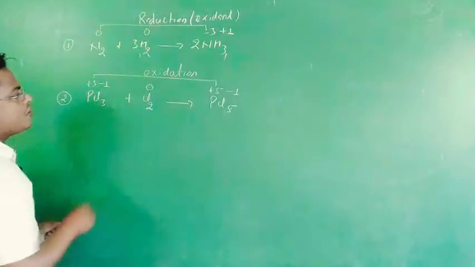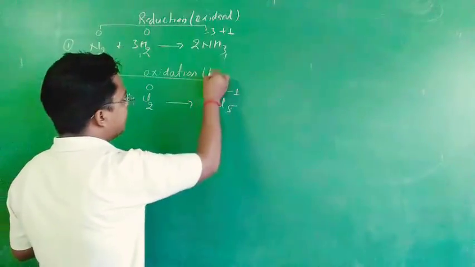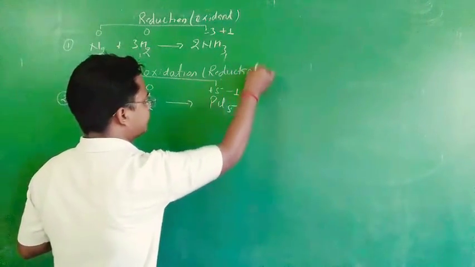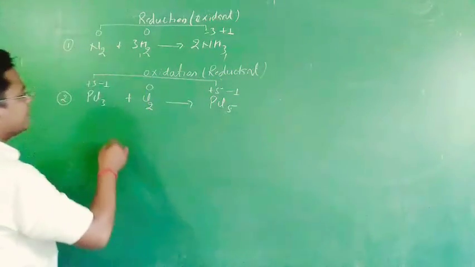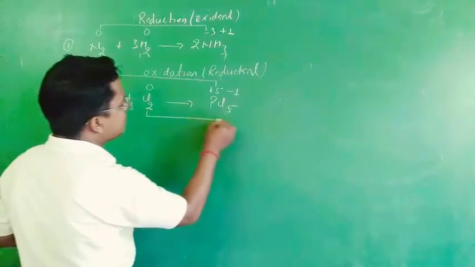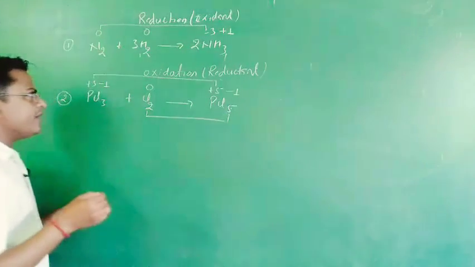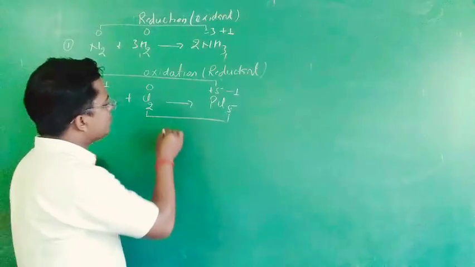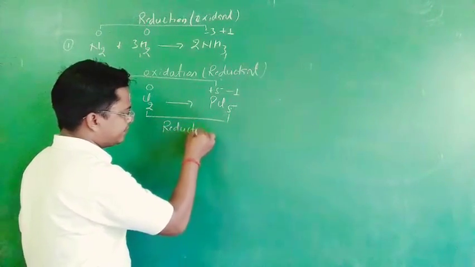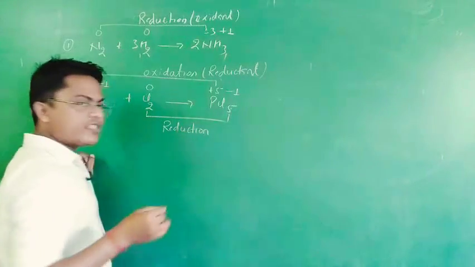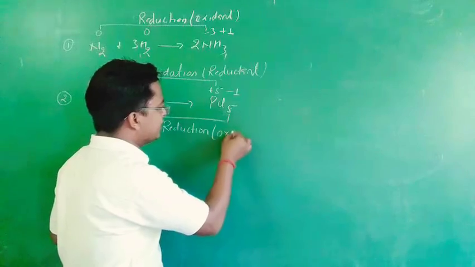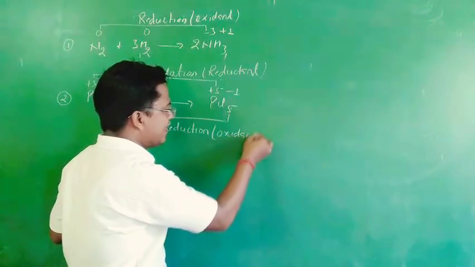and the substance oxidized in the chemical reaction will act as a reductant. Okay, next is chlorine 0 to -1. You can see there is a decrease in the oxidation state. That is why there will be reduction, and the substance which is reduced in the chemical reaction will act as oxidant or oxidizing agent.